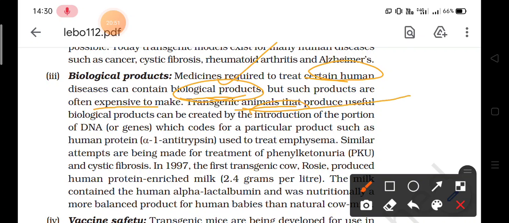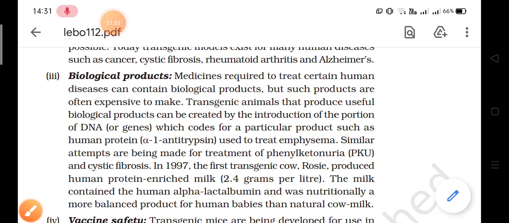And how can they be made? By recombinant DNA technology. For example, introduction of the portion of DNA which codes for a particular product such as a human protein. For example, we want to produce a human protein. The name of the protein is alpha 1 antitrypsin. What is the function of this protein? It treats the disease emphysema. So what has been done? This product is derived from the transgenic animal, and as it has been obtained from the transgenic animal, it is cheaper, so it can be used for treatment of the disease.